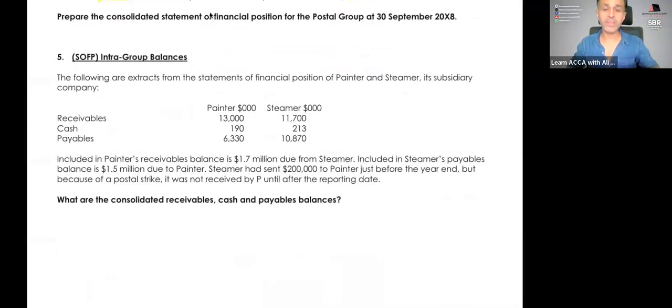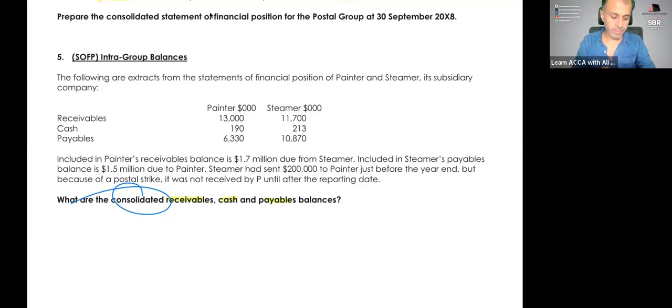And that one is this. They want us to find the balance of receivables, bank, and payables consolidated. And in this regard, they have provided the parent and subsidiary receivables, cash, and payable balances, so that at least we can do the basic combination task, and then we can think of adjusting intragroup balances. The following are the extracts from the statement of financial position of Painter and Steamer.